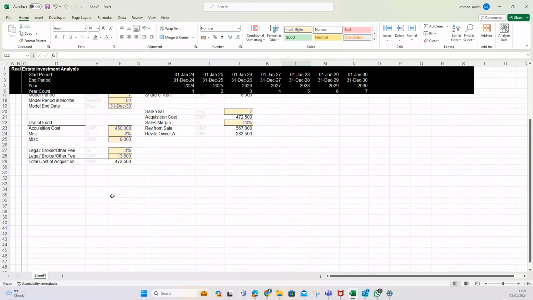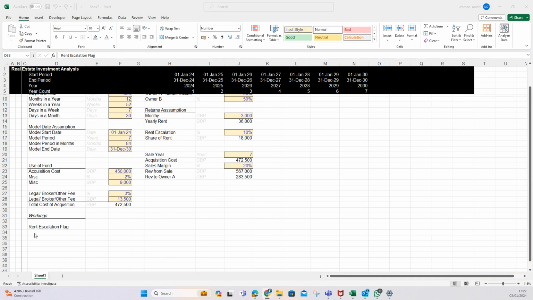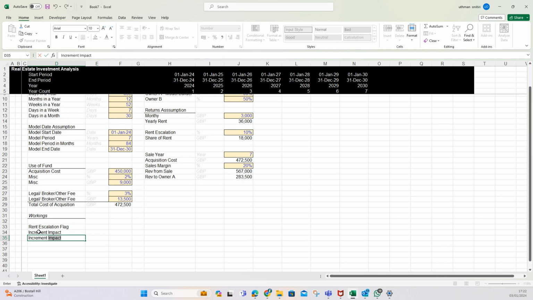So the first thing will be for us to build out our flags. Again, recall that we are going to have a rent escalation. So let's do this as workings. Then we start off with our rent escalation flag. Then I'm going to name this my increment impact. Then I'm going to name that increment starts year.